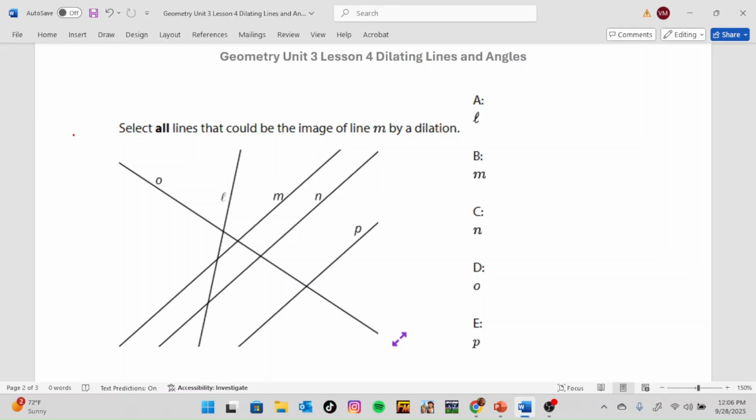Select all lines that could be the image of line M by a dilation. So it's important to remember what a dilation is. A dilation is moving points further away from a center point or closer to a center point, depending on your scale factor. What it's not going to do is it's not going to rotate a shape. So I'm going to make that note right up here.